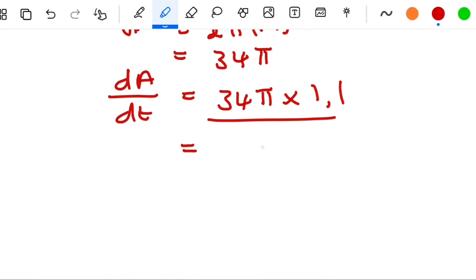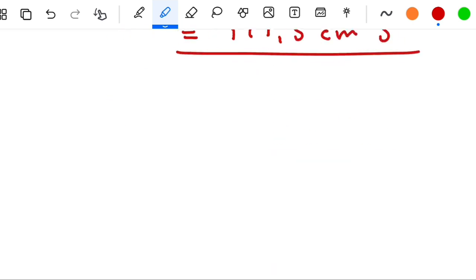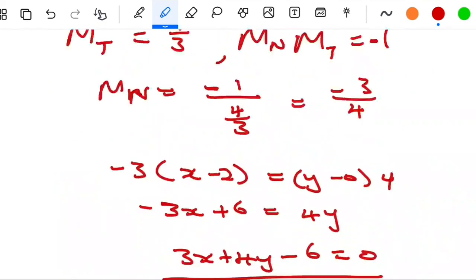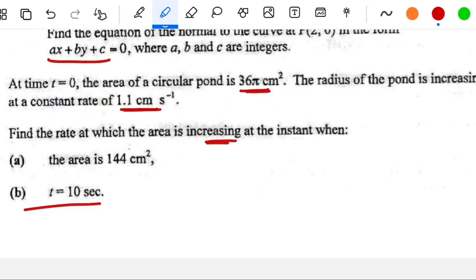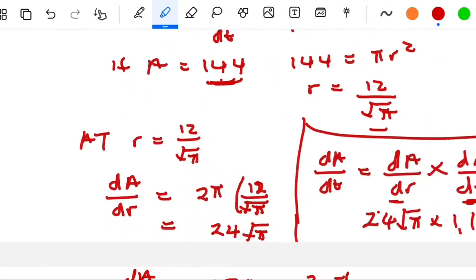So here we're going to get 117.5 square centimeters per second. So that is the answer for number 4. So we're done with number 4. Let's move on to number 5.